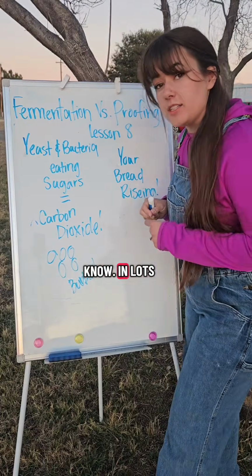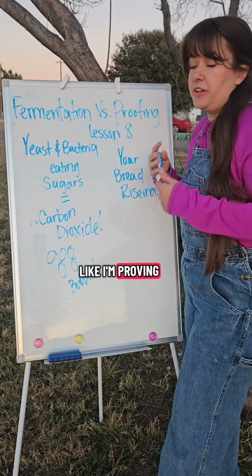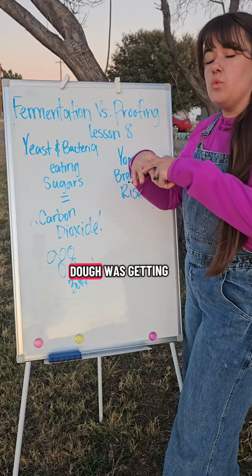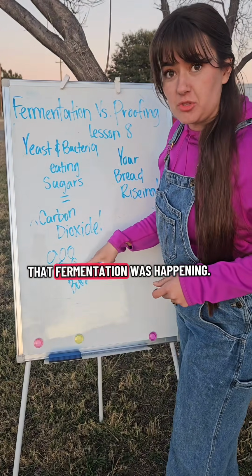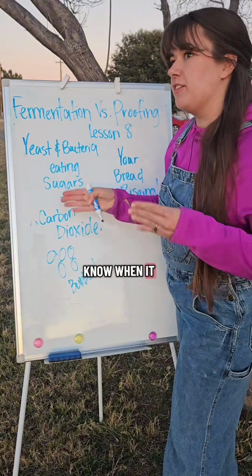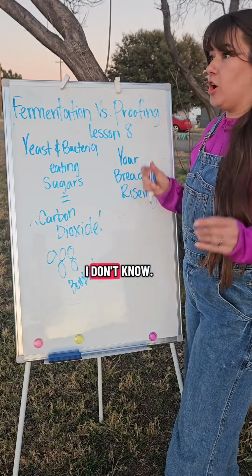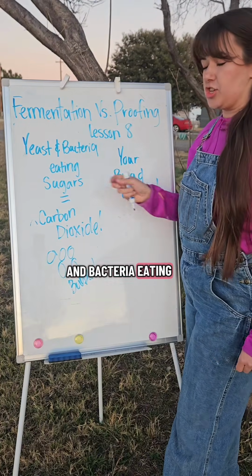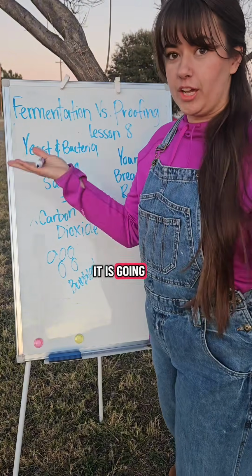If you didn't know, in lots of places in Europe, they actually call it proving the dough. Like, I'm proving to you that I'm correct. And they called it proving the dough because if the dough was getting puffier and rising, they were proving that fermentation was happening. So I don't know when it went from proving to proofing. I don't know if that's just what we started calling it. We are still showing proof that there is, in fact, yeast and bacteria eating the sugars, producing carbon dioxide. So we know that when we cook the bread, it is going to rise.